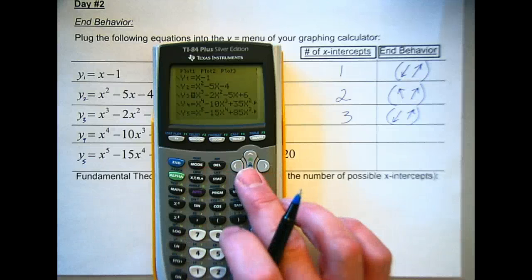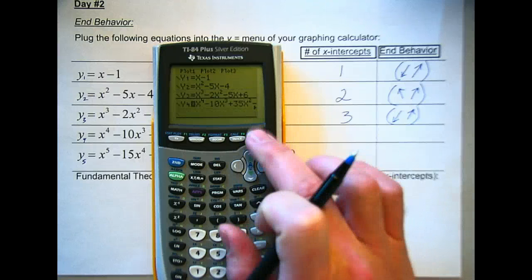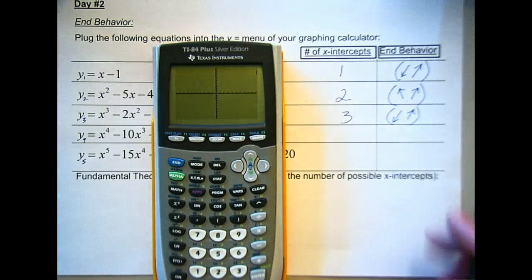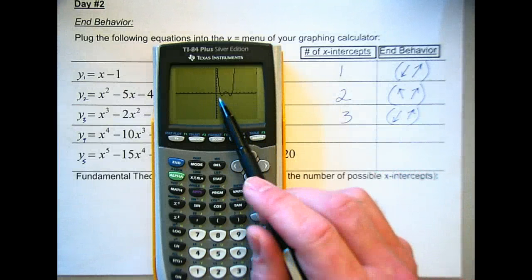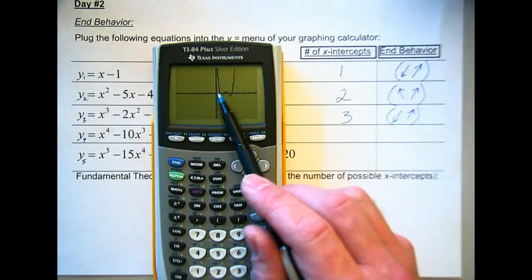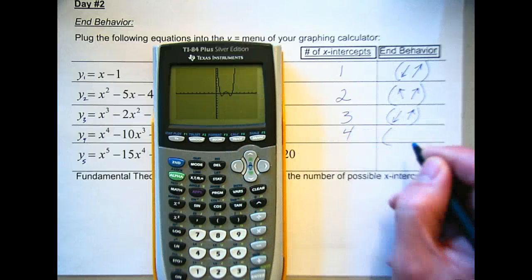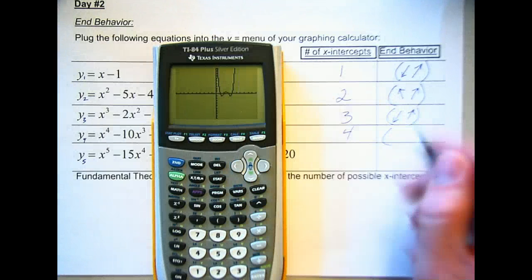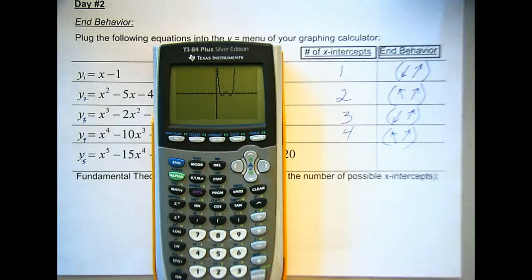Y sub 4, we'll turn off y sub 3, turn on y sub 4. The graph. How many x-intercepts on 4? Yeah, it's getting tough to see, but 1, 2, 3, 4. 4 of them. Got a W there. Starts up, ends up. Up, up. Notice the slant on my arrows also. Kind of shows the slant of the graph there.